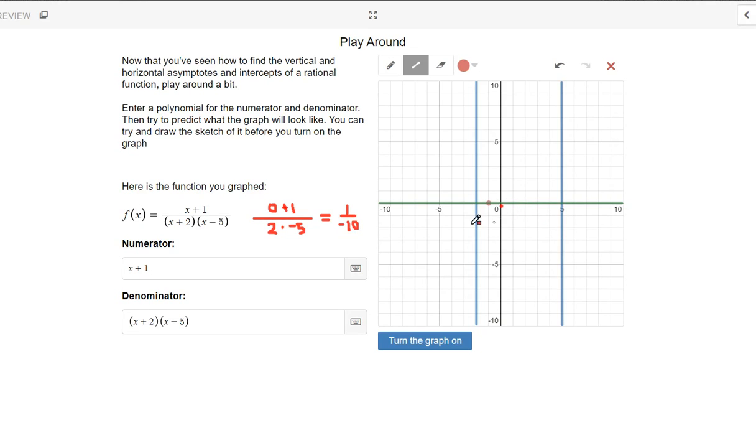Okay, so this kind of gives me an idea of what my graph should look like. And if I turn the graph on, yeah. So the idea is that these asymptotes give you an idea of where your graph is going to be roughly. And so that helps you sketch the graph.